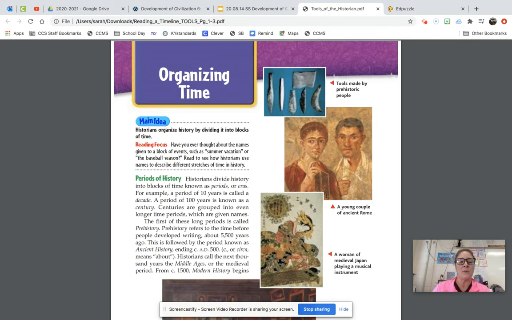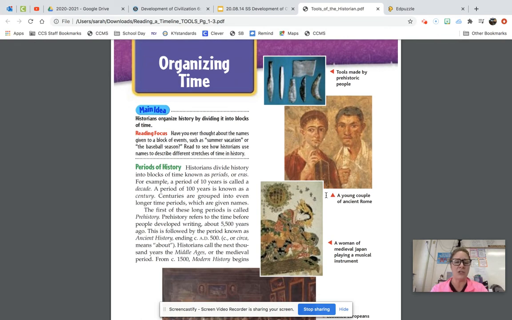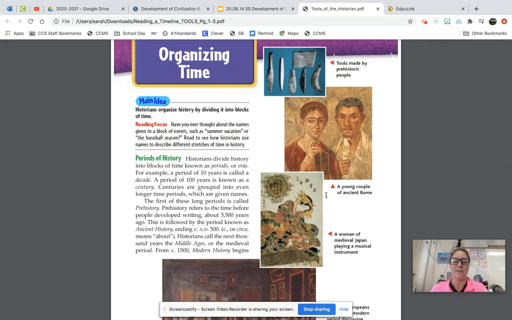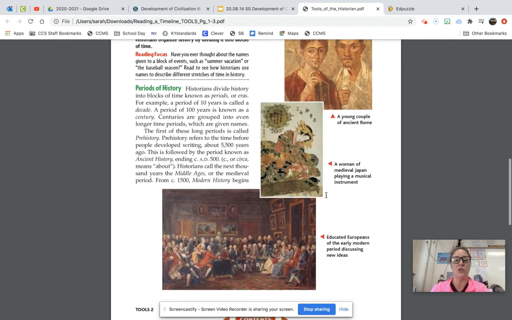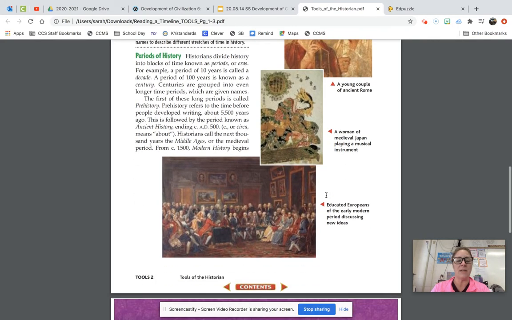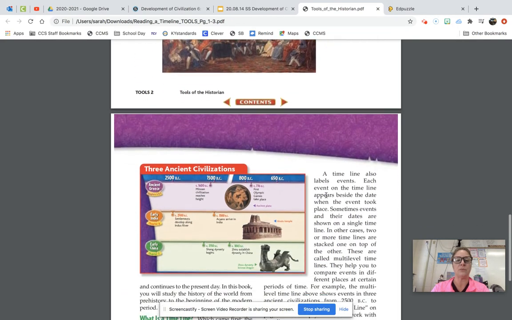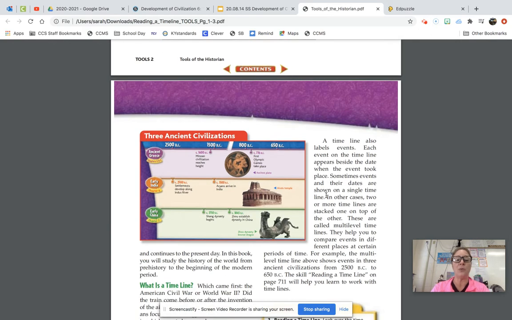This is followed by the period known as ancient history, ending in AD 500, or circa, about 500. Historians call the next 1,000 years the Middle Ages, or the medieval period. From 1500, modern history begins and continues to the present day.